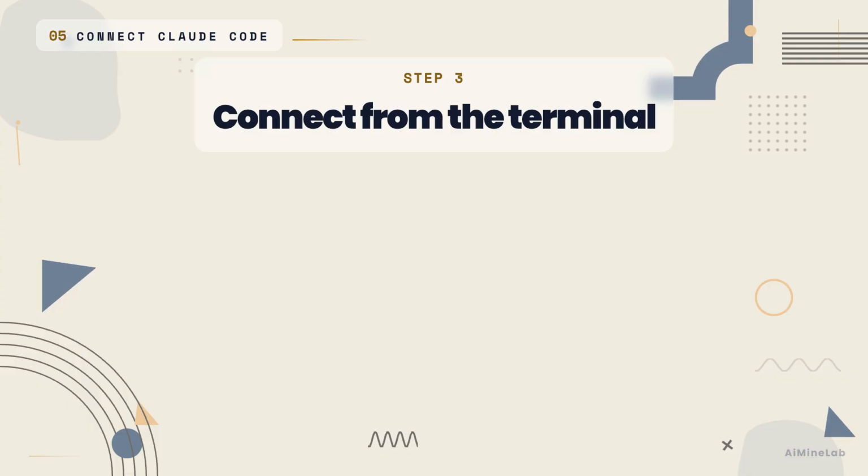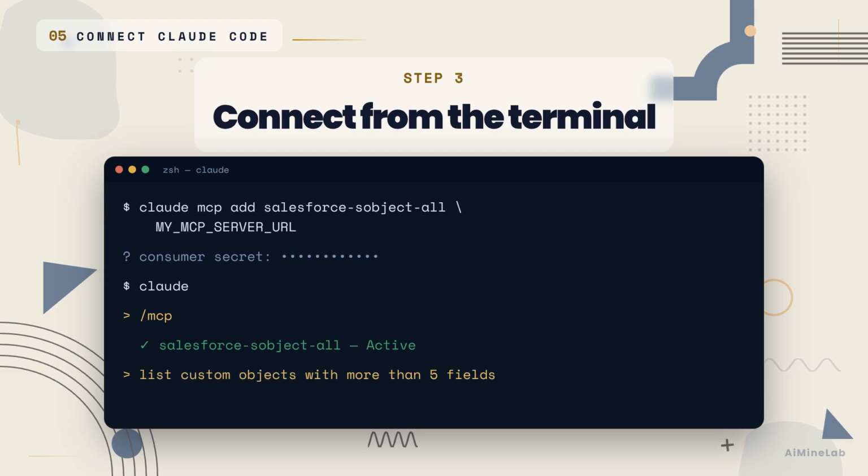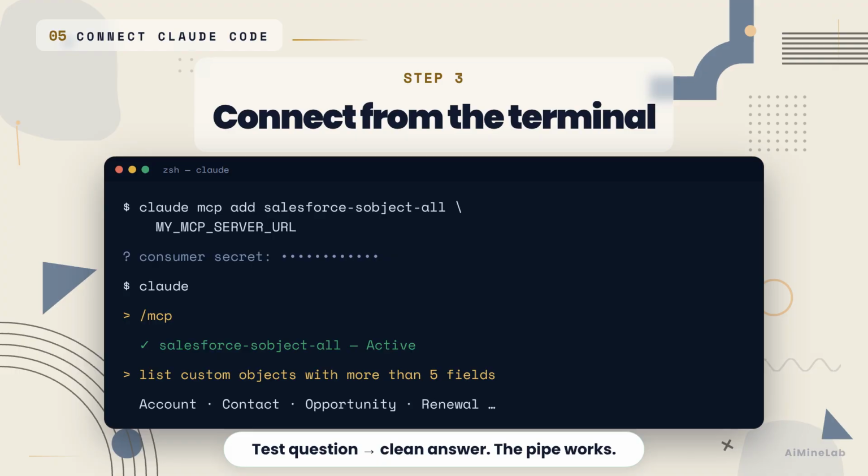Step 3. Connect from the terminal. In a terminal window, run the connection command shown on screen. When Claude Code asks for the consumer secret, paste that in. Then launch Claude Code, type /mcp to list connected servers, select the new one, and choose Authenticate.